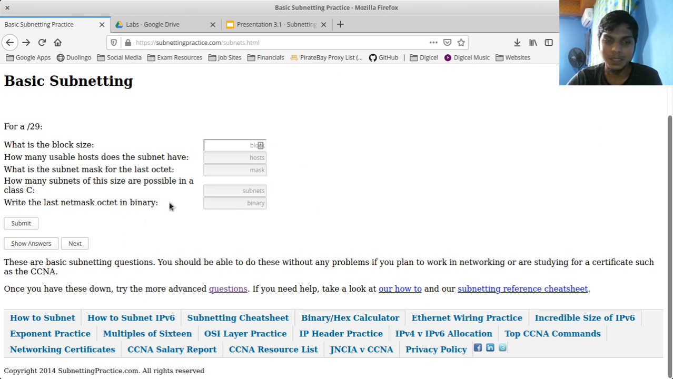So make sure you understand the basics first, and as you practice and you see the patterns, subnetting is a big pattern-based topic. Once you understand the patterns, you could in like 30 seconds fill out all of these fields and then click next and show answers and get it correct, and click next and go on. Once you reach that point, then go on to the more advanced questions, and you'll see how much deeper we could go in subnetting.